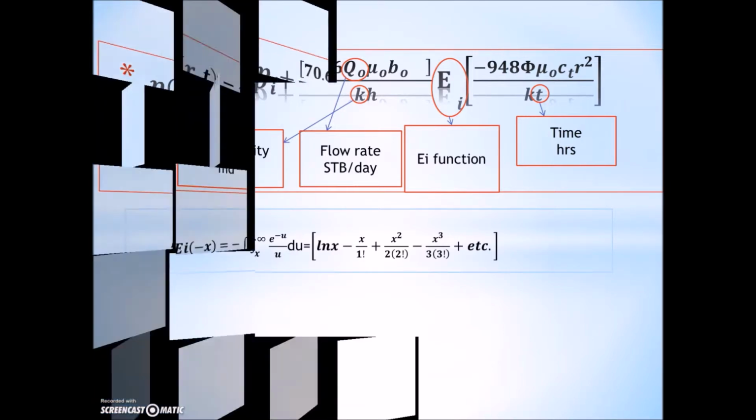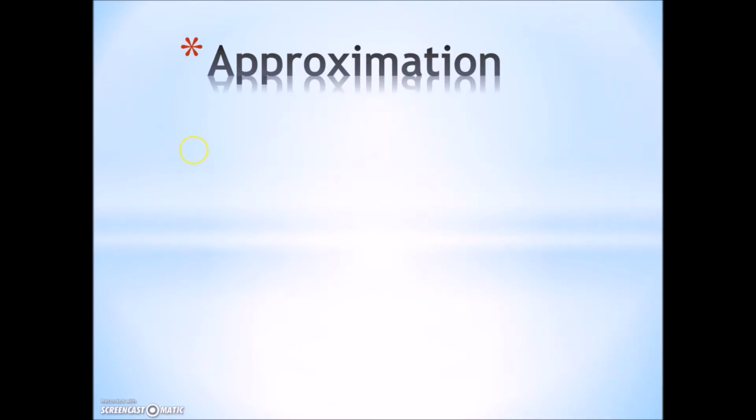The conditions are: the first condition for approximation is x less than 0.01. Then the EI function is approximated by using this formula, and the value of x is calculated by using this formula.